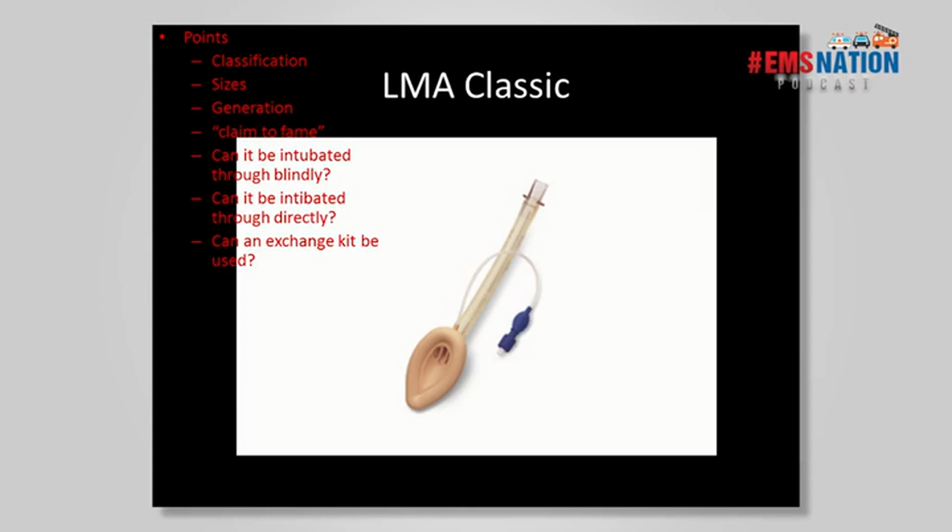It's a first-generation supraglottic device. It doesn't really have a claim to fame other than it was the original. It can be intubated through, but not blindly reliably. You cannot shove the tracheal tube through it and expect for it to go in. You can use all of those exchange kits, and you can intubate through it if you have a fiberscope. Okay, cool. Any questions about that device?